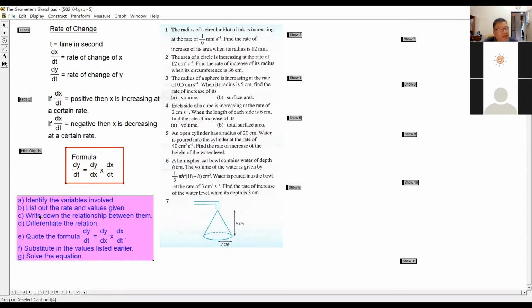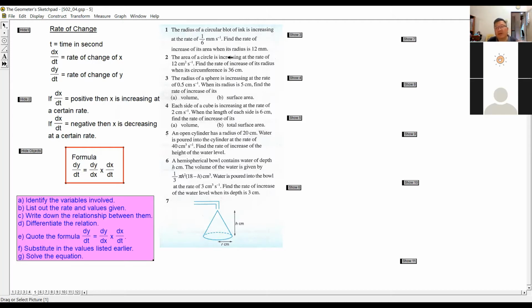Okay, then the next step is to write down the relationship between the variables. For example, here, the radius of a circular blot, find the rate of increase of its area. So it is between area and radius of a circle, right? So the formula is πr squared. These are the things that you need to know.